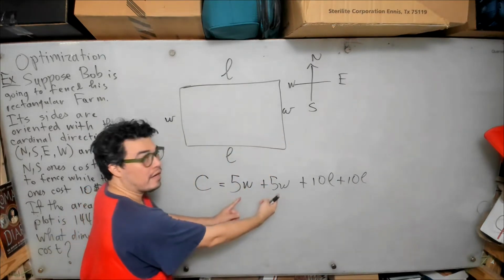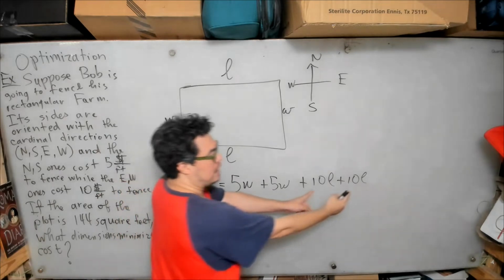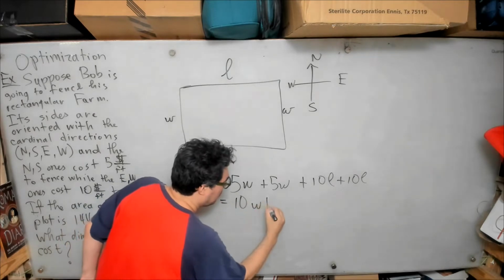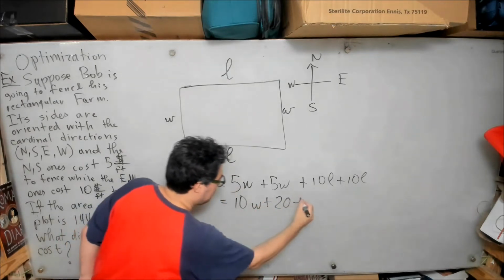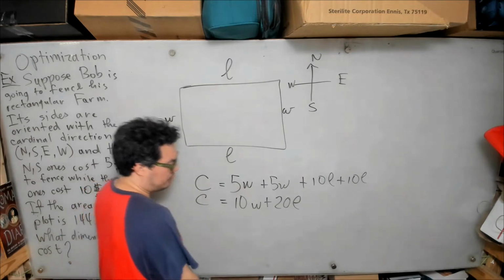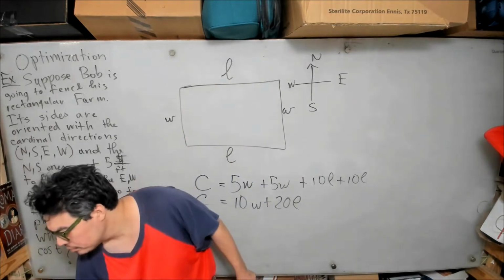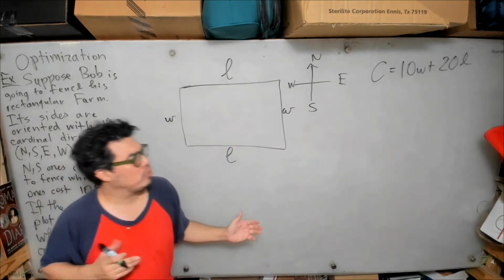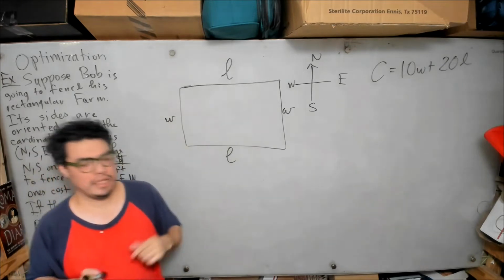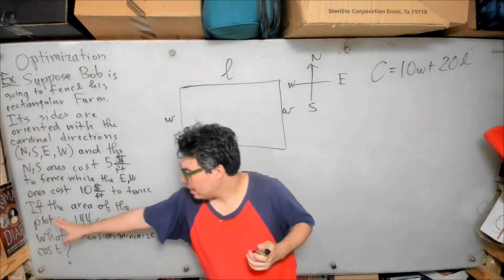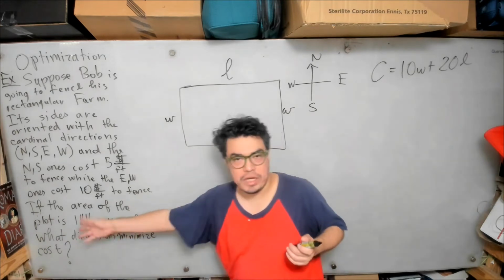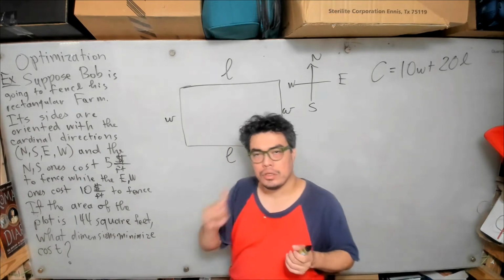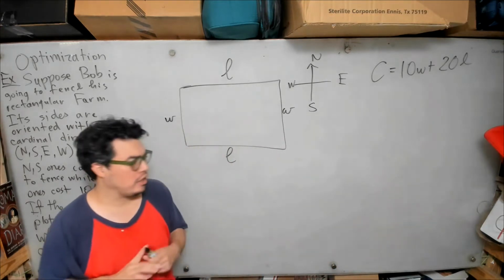Now, of course, you can see 5W plus 5W is 10W. 10L plus 10L is 20L. So we get 10W plus 20L. Okay? That's our cost. So our cost, as we said earlier, is 10 times the width plus 20 times the length. But what else do they tell us in the problem? Let's look at it here. If the area of the farm is 144 square feet, what dimensions minimize the cost? So they tell us the area of the plot is 144 square feet.